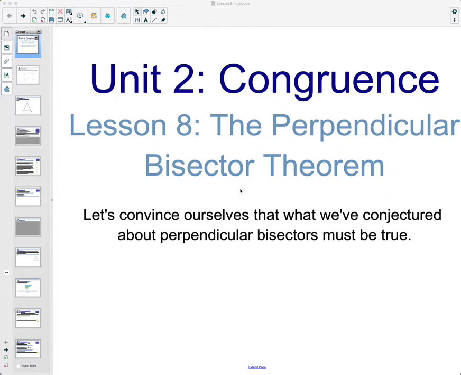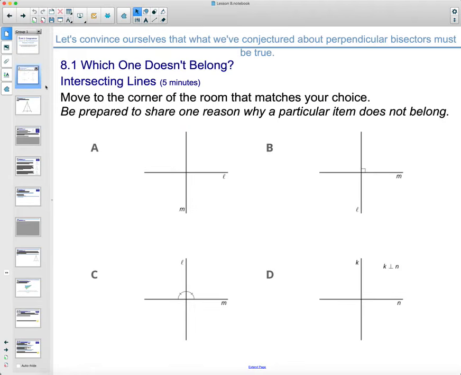In lesson 8, we are going to talk about the perpendicular bisector theorem. So we're going to convince ourselves that what we've conjectured about perpendicular bisectors must be true. We talked about perpendicular bisectors in Unit 1. So go ahead and take a look at 8.1 and determine which one doesn't belong.